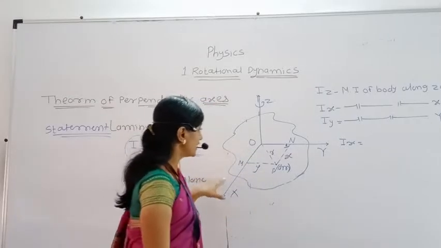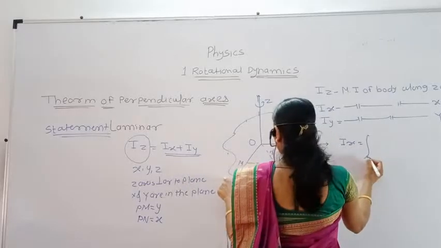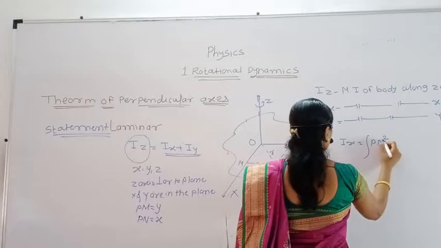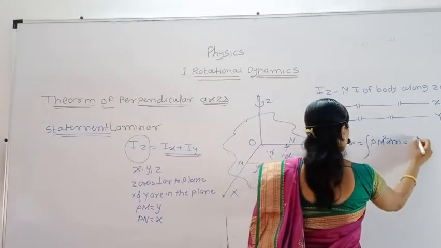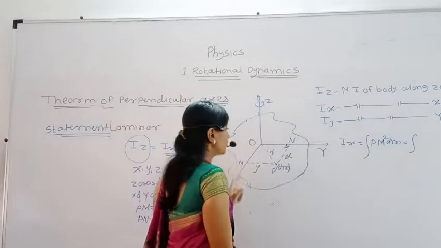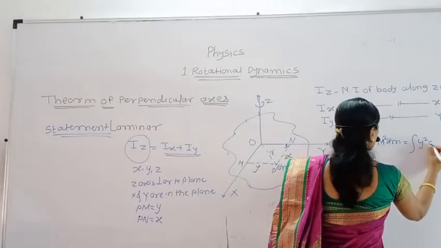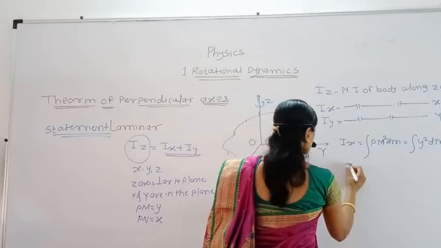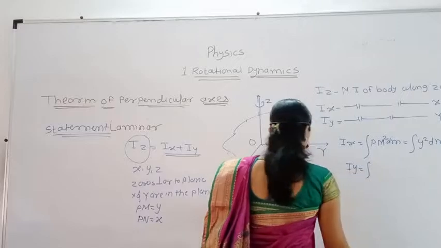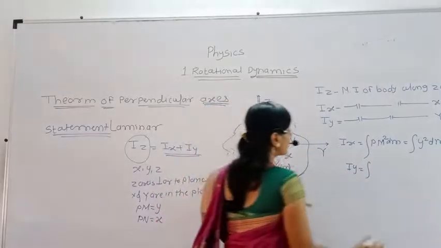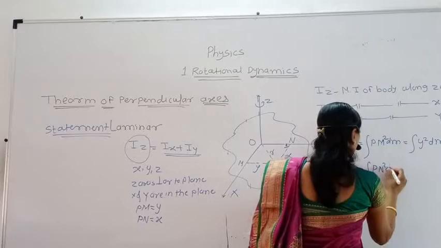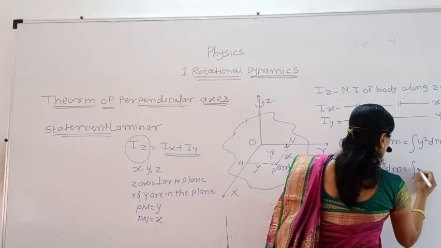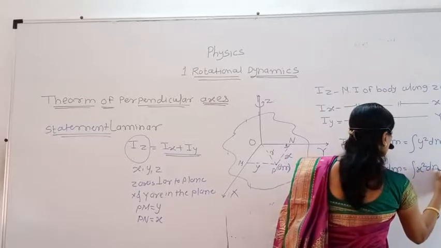Here we can write Ix is equal to integration of ρm square into dm, which is equal to integration of, instead of ρm we can write, y square into dm. We can write for the moment of inertia along the y axis, Iy is equal to integration of ρn square into dm. We have the value of ρn, it is x, so Iy is equal to integration of x square into dm.